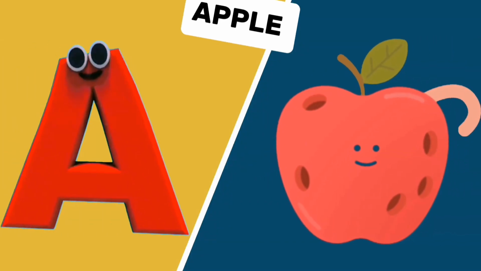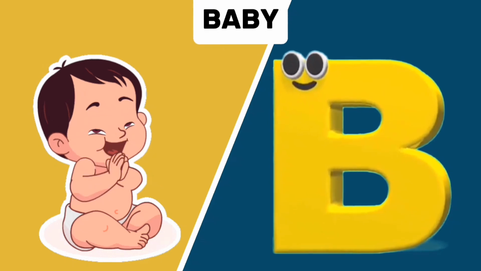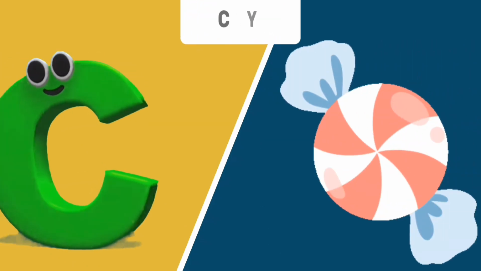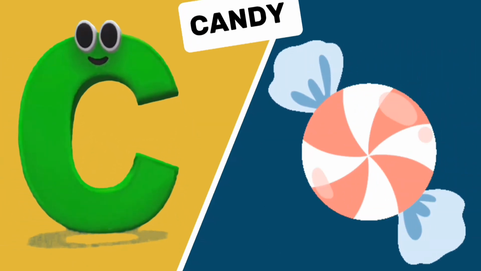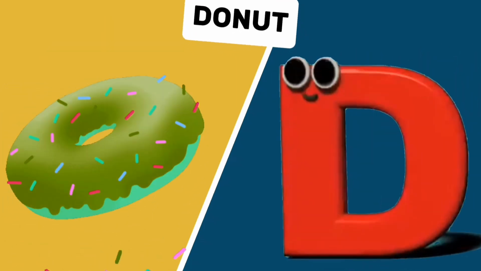A is for apple, apple. B is for baby, b. C is for candy, candy. D is for donut, d.